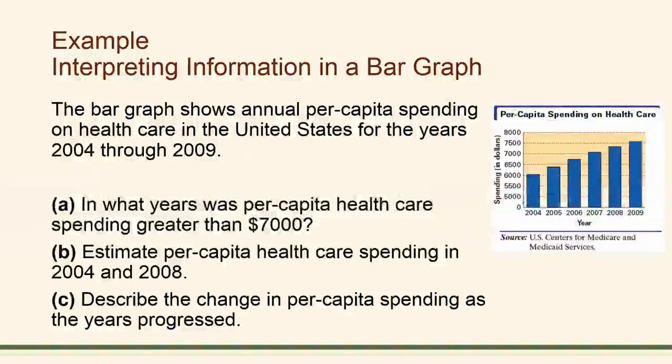Let's take a look at a bar graph. Interpreting information in a bar graph. The bar graph shows annual per capita spending on healthcare in the United States for the years 2004 through 2009. A, in what years was per capita healthcare spending greater than $7,000? B, estimate per capita healthcare spending in 2004 and 2008. And C, describe the change in per capita spending as the years progressed.